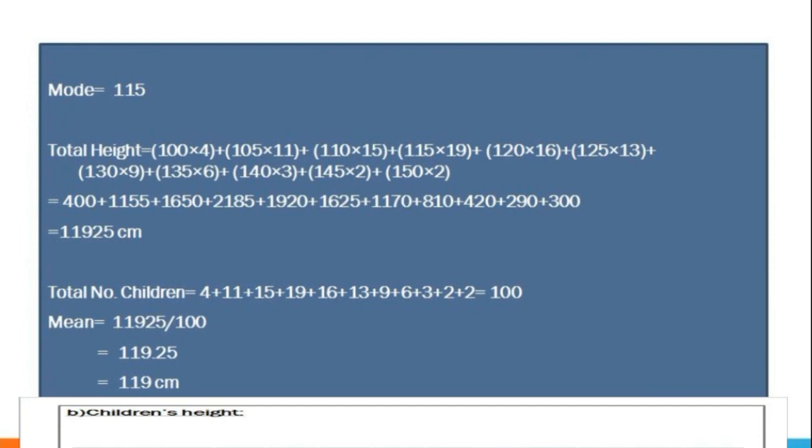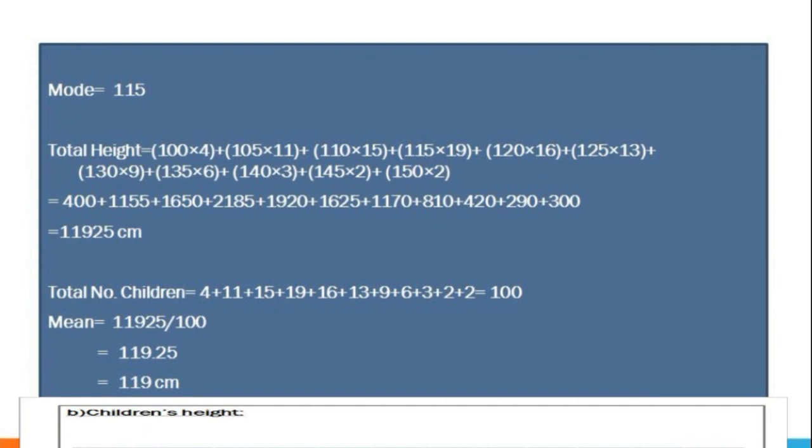First of all, calculate the mode. Here you can see which number is repeating most often. It is 115, which is repeating 19 times. So that means 19 children have height 115. So the mode here is 115.